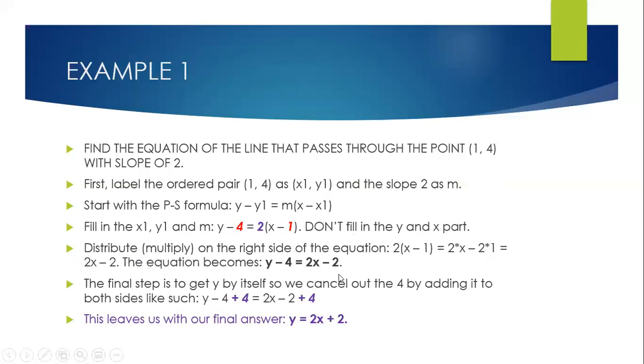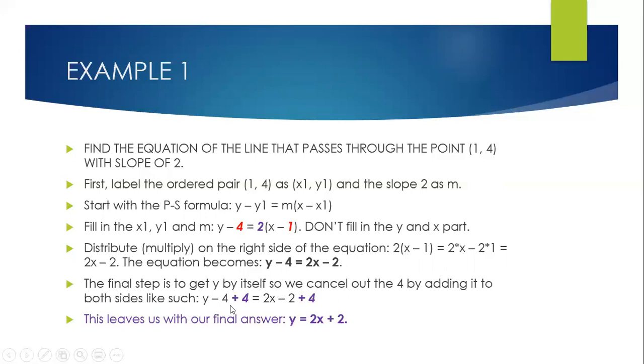But we're not done yet. How do I know? Because y is not by itself. There is a minus 4 on the same side as y. I don't want that. So the final step is to get y by itself. So we cancel out the 4 by adding it to both sides as such.